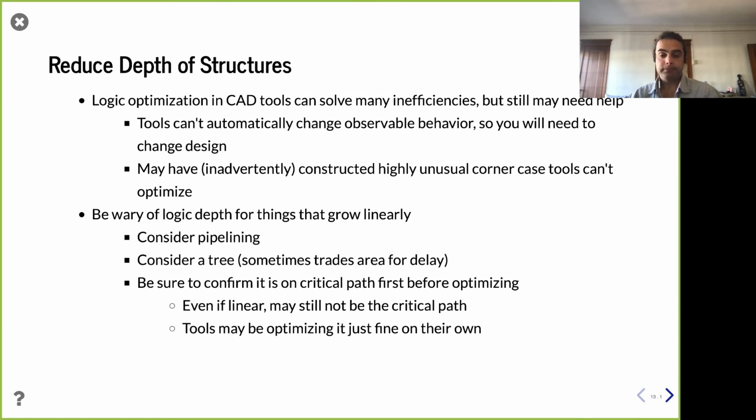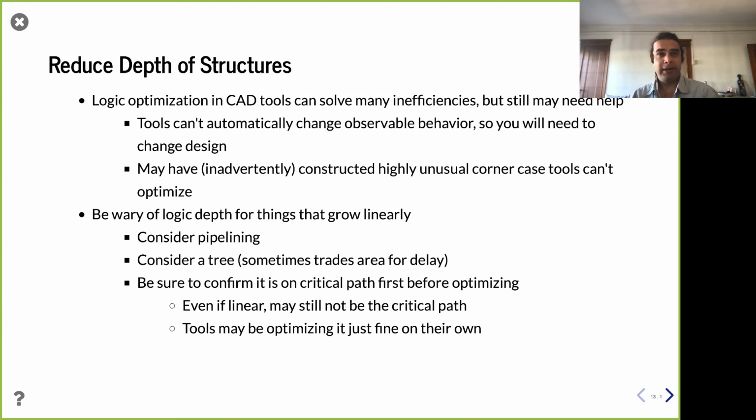That's because something makes you feel nervous. The tools may be handling it really well, right? The tools may actually be able to optimize it. It may just not be the critical path. You may not know the constants, right? Maybe this thing which you think is really expensive is actually really easy to do for the logic. It doesn't take a lot of time.